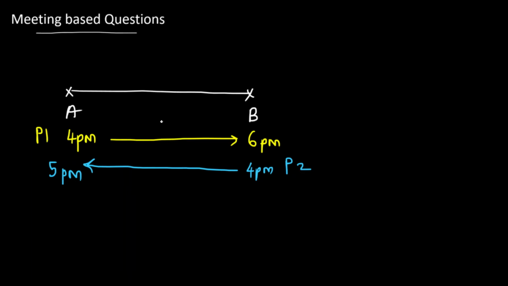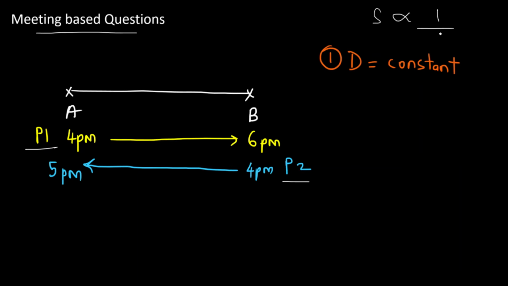Now, you can find where they will meet if the distance between A and B is given. Alright, now let's get started. Now, you can see that the distance traveled by person 1 and person 2 is the same, right? That's the distance between point A and point B. So, the first step over here is the distance is constant, and we know that when the distance is constant, speed is inversely proportional to time.